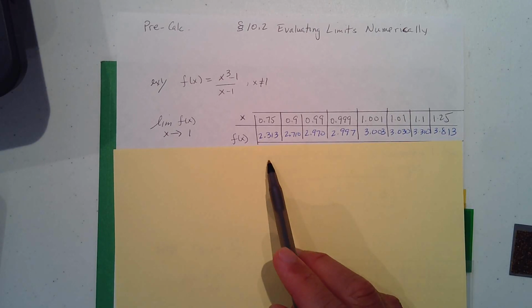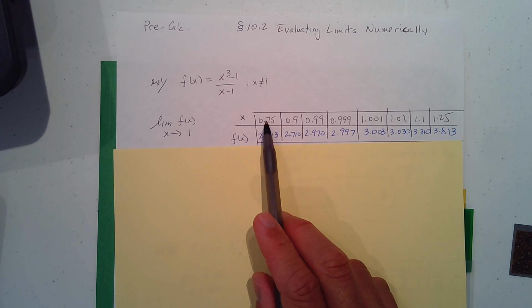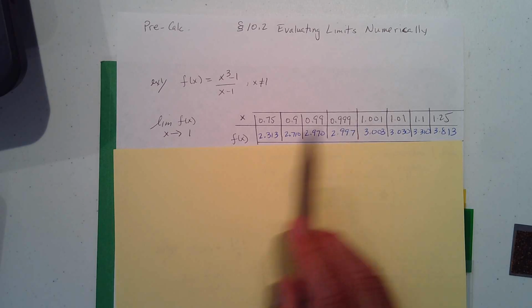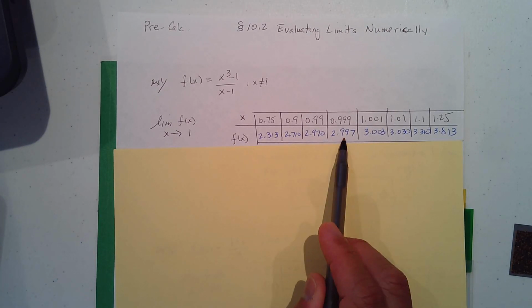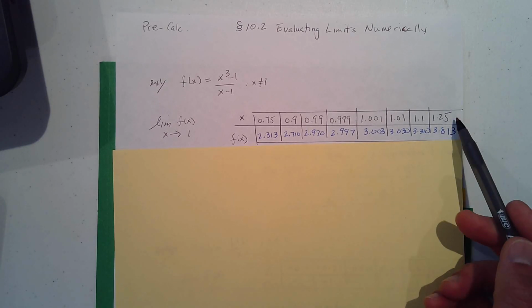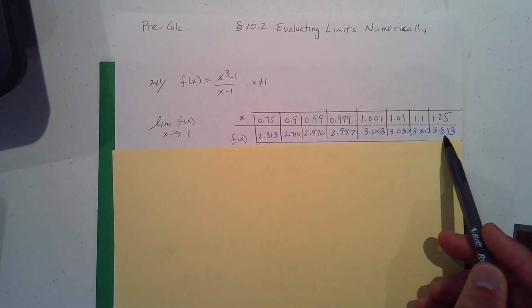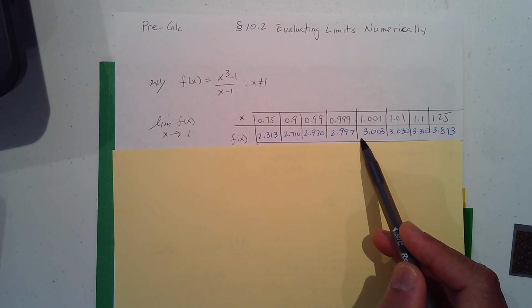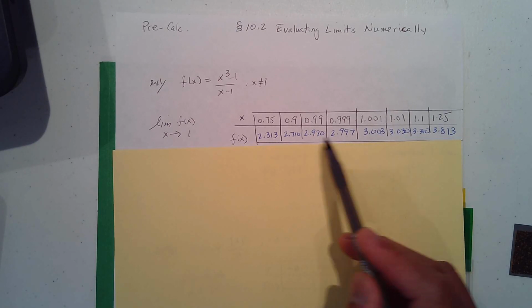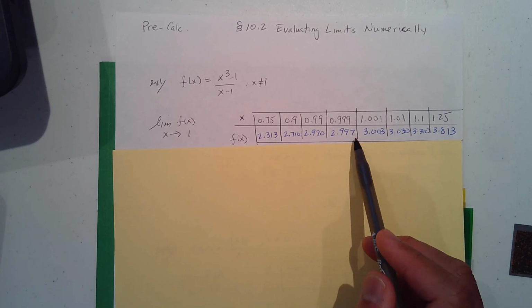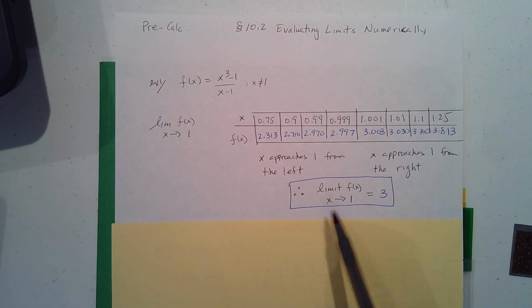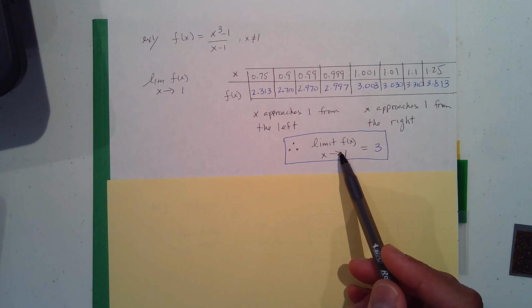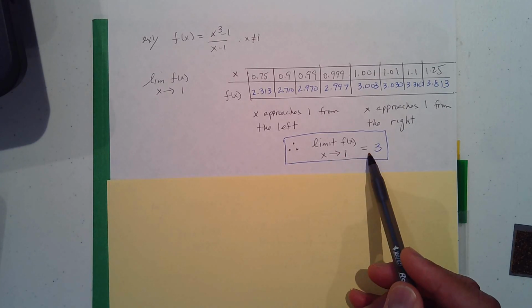Now, you should be able to see a pattern here. From the left side of 1, we are approaching the number 3, because that's very close to 3. From the right side of 1, we are approaching the number 3. Therefore, the left side and the right side are both approaching 3. Therefore, our answer is the limit of f of x as x approaches 1 is equal to 3.